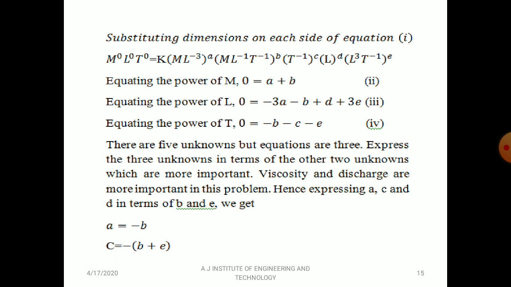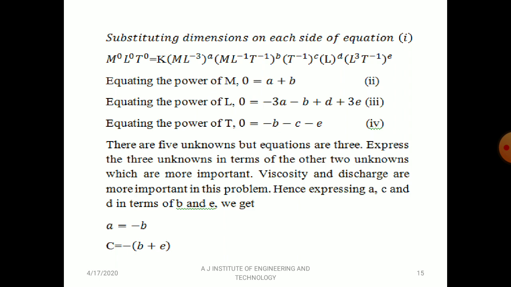Then equating the power of t, that is on left hand side we have t to the power 0, right hand side we have t to the power minus b, t to the power minus c, and t to the power minus e. So we get expression 0 equal to minus b minus c minus e. So take it as expression 4.